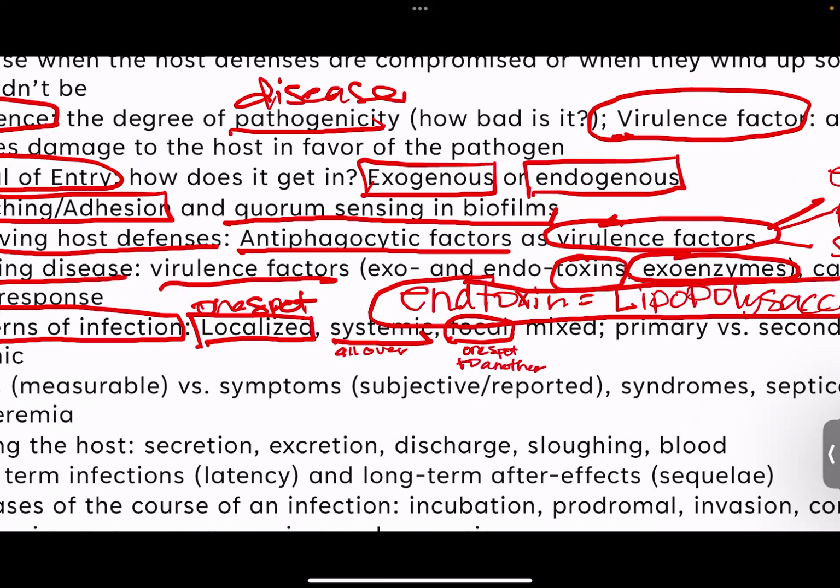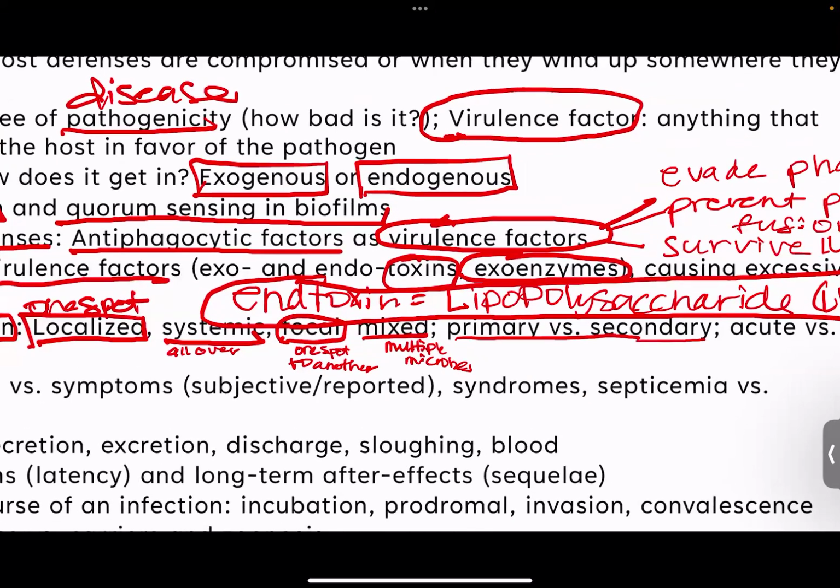So for example, you have a sinus infection, and then that infection in your sinuses has migrated down into your lungs, and now you have a cough. That's a focal infection. So we've spread from one place to another area in the body, but it's not systemic. It's not all over the body yet. So it's kind of in between. Mixed infection is where you have multiple microbes involved. And then primary versus secondary is where an initial infection causes a different infection.